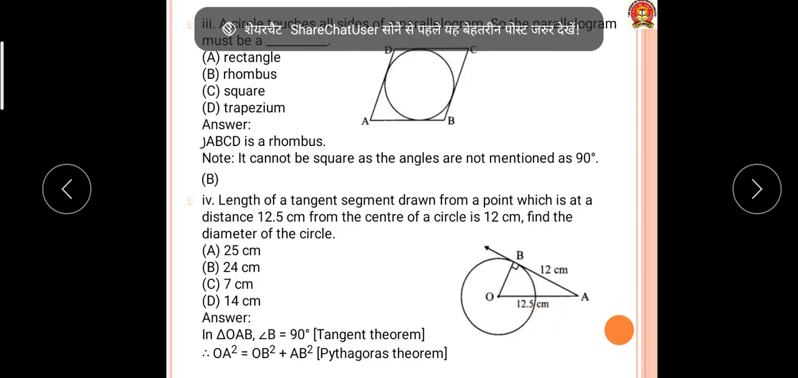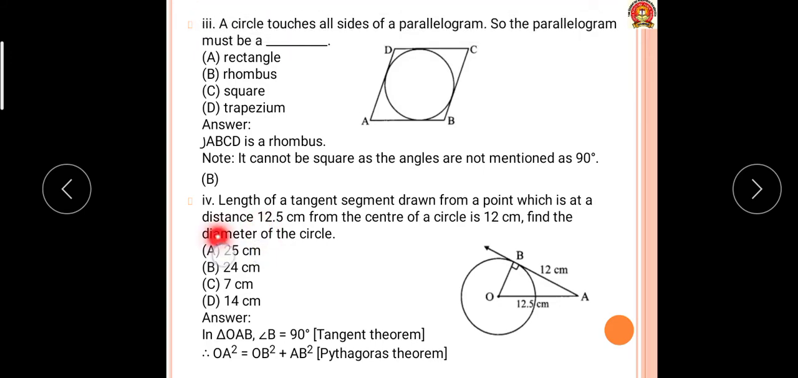Now this question. Length of a tangent segment drawn from a point which is at a distance of 12.5 cm from the center of a circle is 12. A is the point which is at a distance of 12.5 cm from the center of the circle. And the tangent segment AB is 12 centimeter. Find the diameter of the circle.